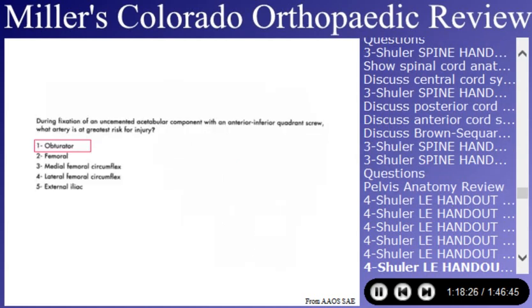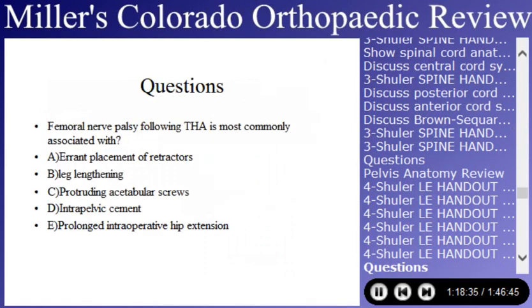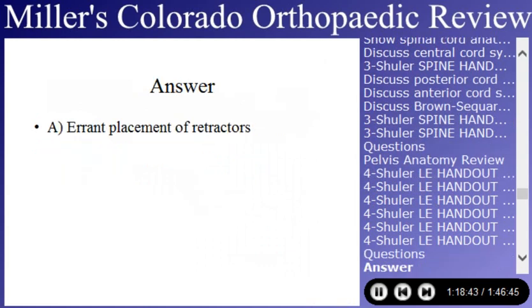Let's flip that now. Anterior inferior quadrant screw, greatest risk for injury is the obturator. Okay? Femoral nerve palsy associated with total hip is most commonly associated with what? Bad retractor placement. Errant replacement of retractors.